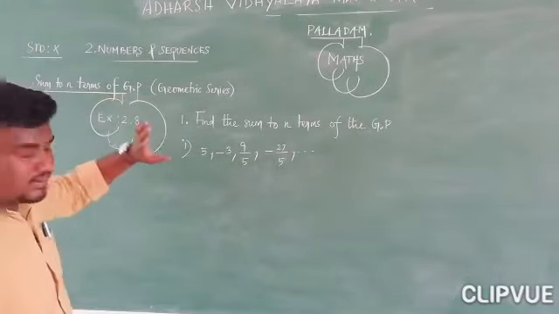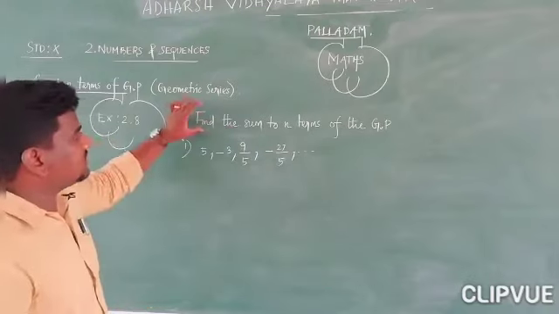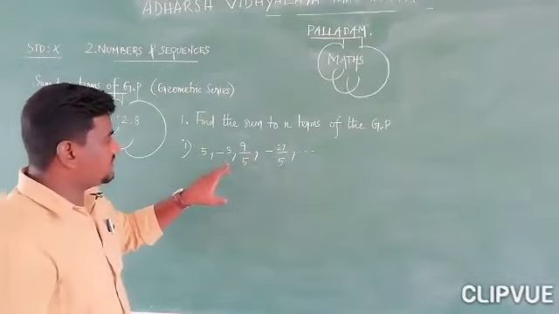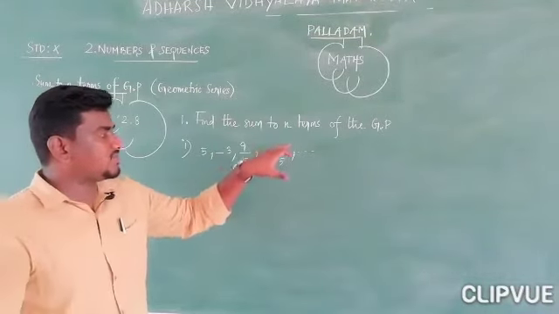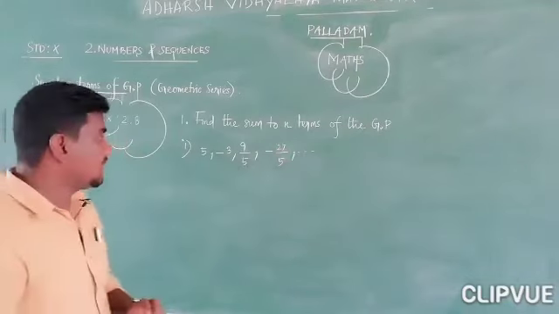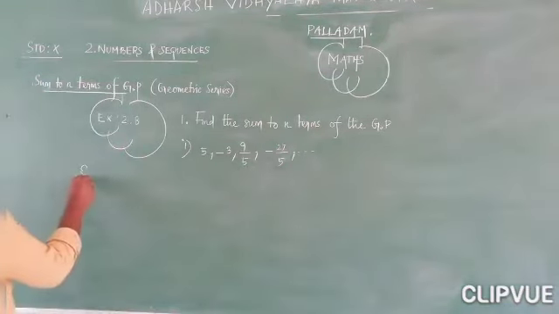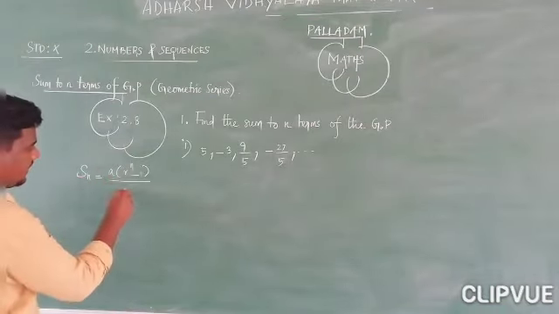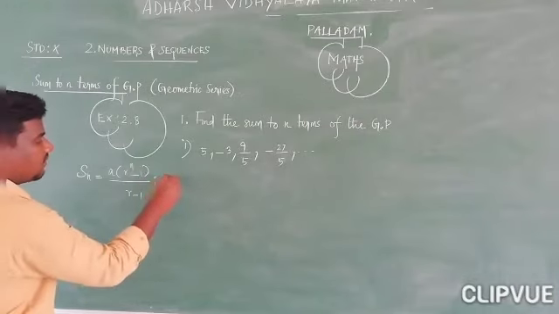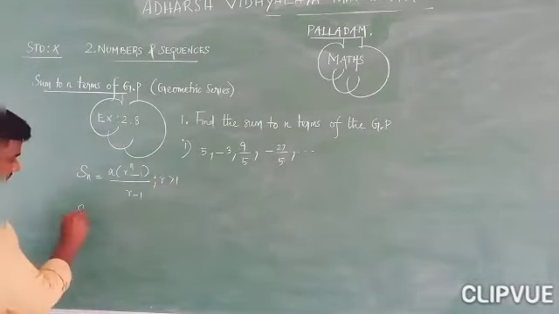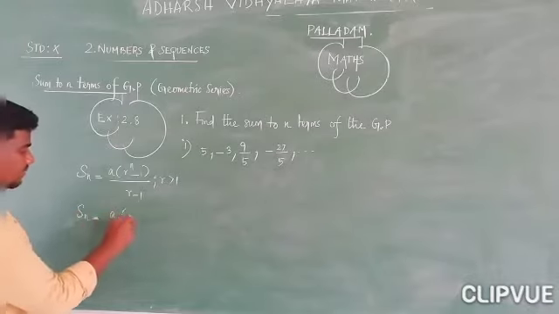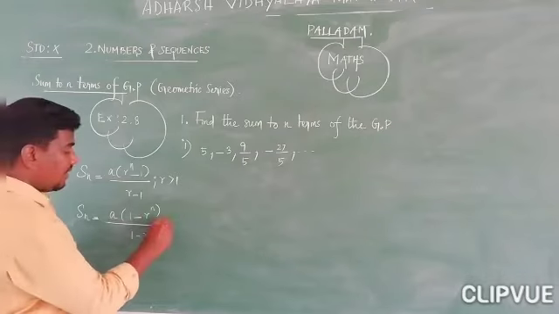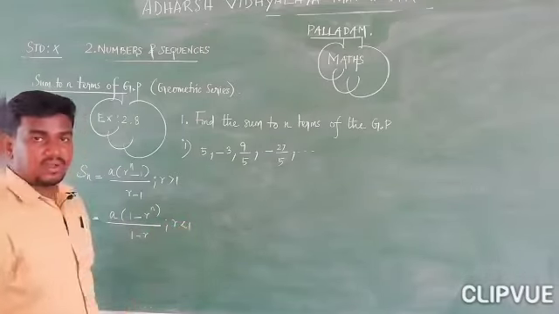Exercise number 2.8, first question. The question is: find the sum to n terms of the geometric progression 5, minus 3, 9/5, minus 27/5 and so on. And I told you the Sn formula: Sn equals a of r^n minus 1 divided by r minus 1 when r is greater than 1. And one more formula: Sn equals a of 1 minus r^n divided by 1 minus r when r is less than 1.